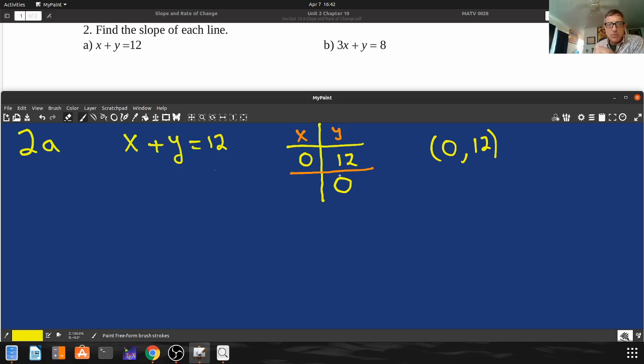Now I'm going to set y equal to 0. And that's just as easy. This is a good choice. You're seeing now why I did it. So x plus 0 is equal to 12 gives me the value of x equal to 12. So here are my 2 points.